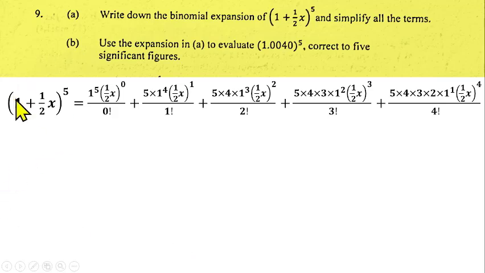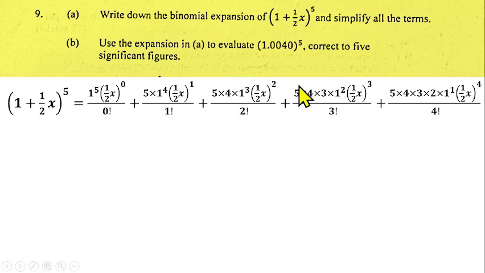Of course, the first term will carry power of 5, and this will carry power of 0 over 0 factorial. That gives us the first term. Now 5 will come down, so we have 5 times. You remove 1 from the power, that gives us 4. Then this will increase by 1, that gives us 1 over 1 factorial. 4 also will come down, you have 5 times 4. Then remove 1 from the power, you have 3. Then this will increase by 1, you have 2 over 2 factorial.